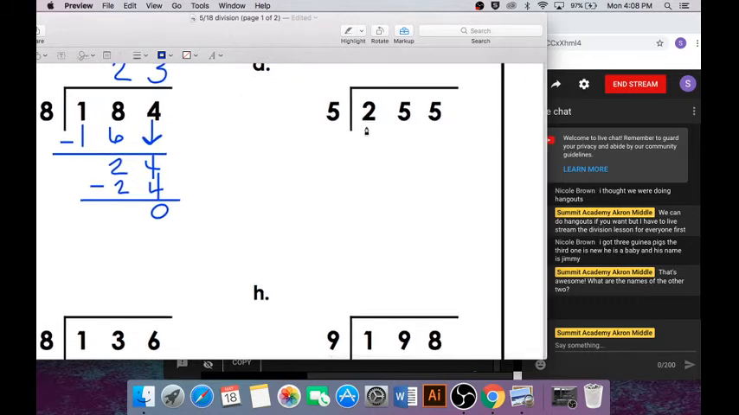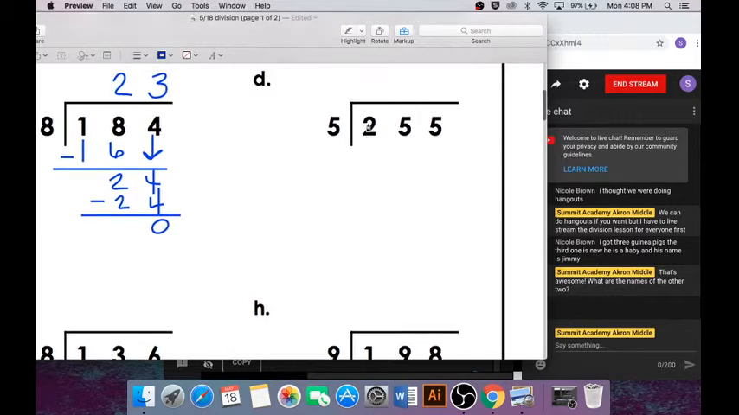Our next problem is 255 divided by 5. 5 doesn't go into 2, so we need to move over, see how many times 5 goes into 25. 5 can go into 25 5 times without going over. 5 times 5 is 25. Now we're going to do 25 minus 25, which is 0. We're going to bring down our 5.